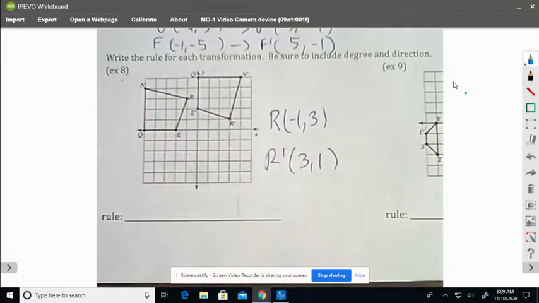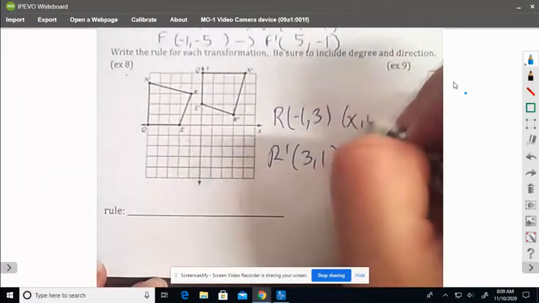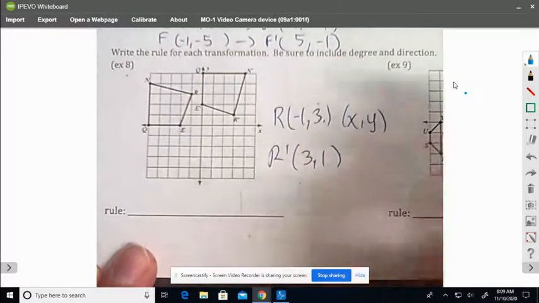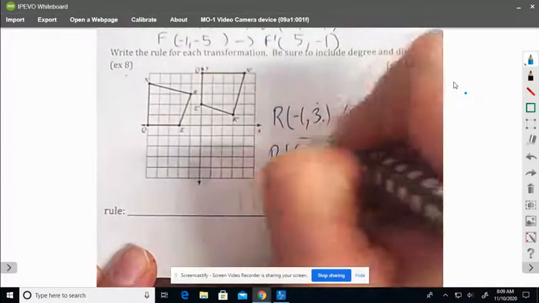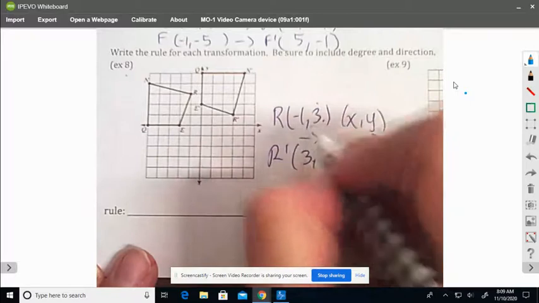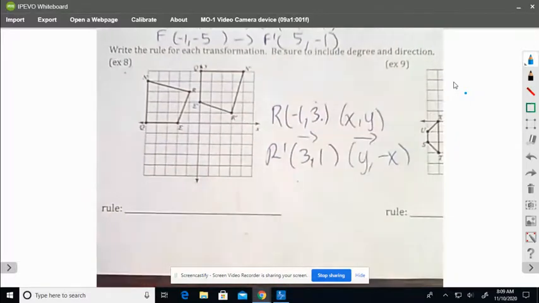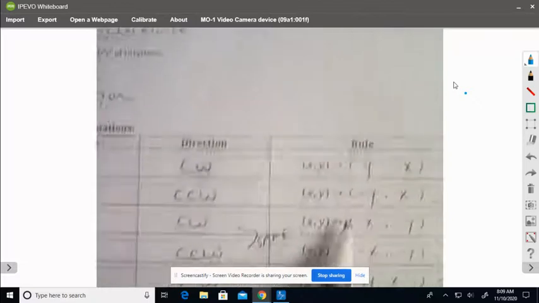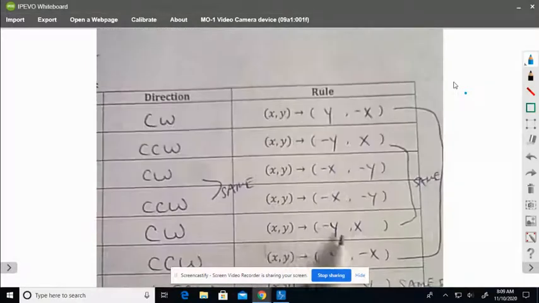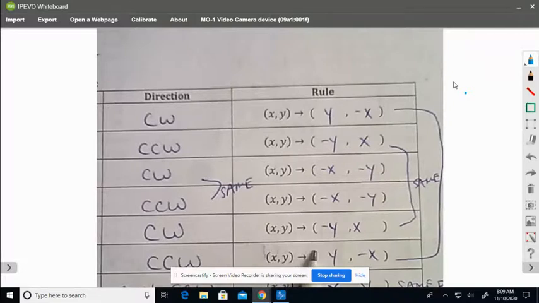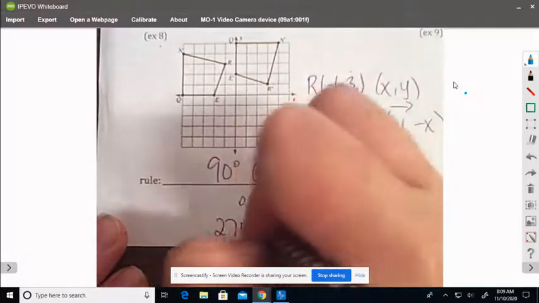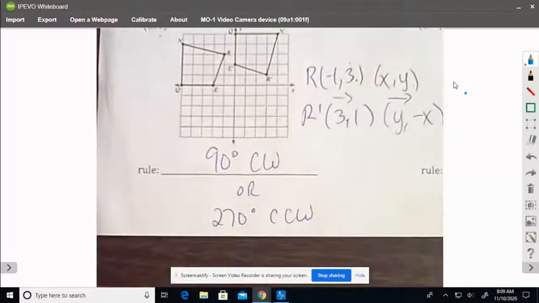So I like to look at this and think, okay, what happened? Well, I went from x, y, and then the 3, where the 3 is the y value, it went here. Okay, so this is how it translated. And then my x value came here, and then the sign changed. So now I want to go to my rule chart and see which one goes to (y, -x). Okay, 90 degrees clockwise does, and also 270 counterclockwise. So I could say it's either 90 degrees clockwise or a 270 counterclockwise. Either one of those would work.